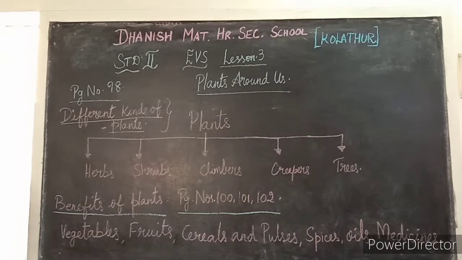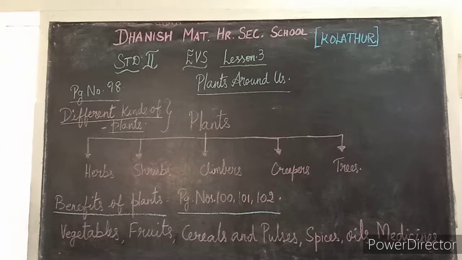You can see the picture in your book, page number 98. These are called herbs. Mint means pudina, coriander means kothamalli, grass means pul, in Tamil they used to say like that. So mint, coriander and grass are the best examples for herbs.